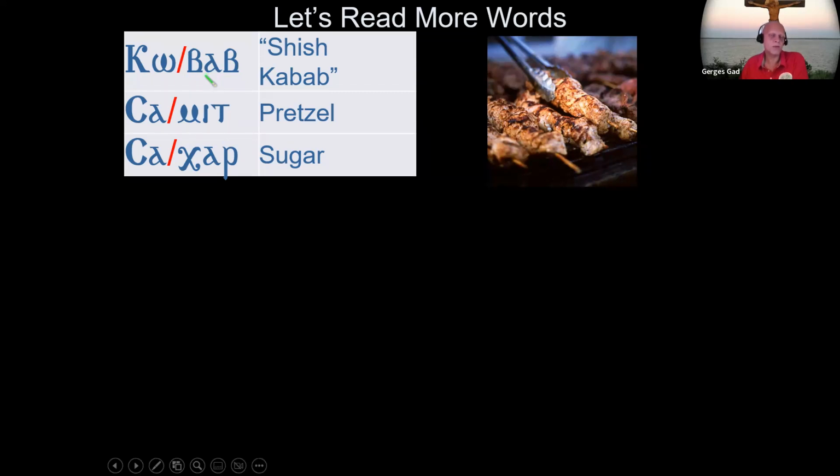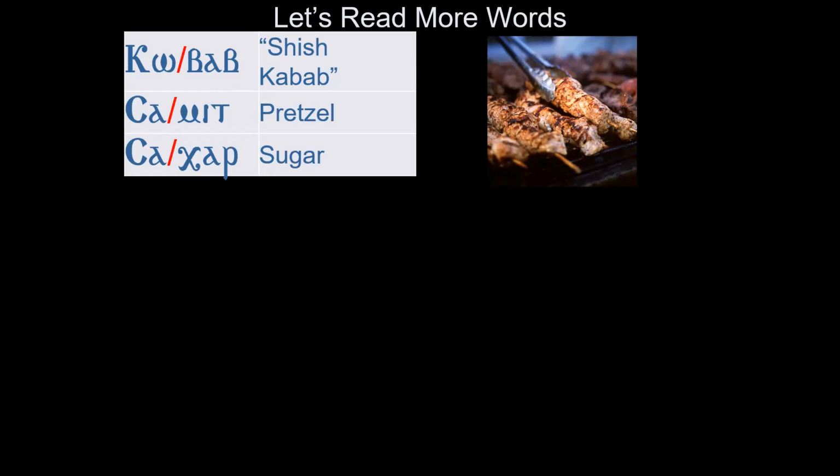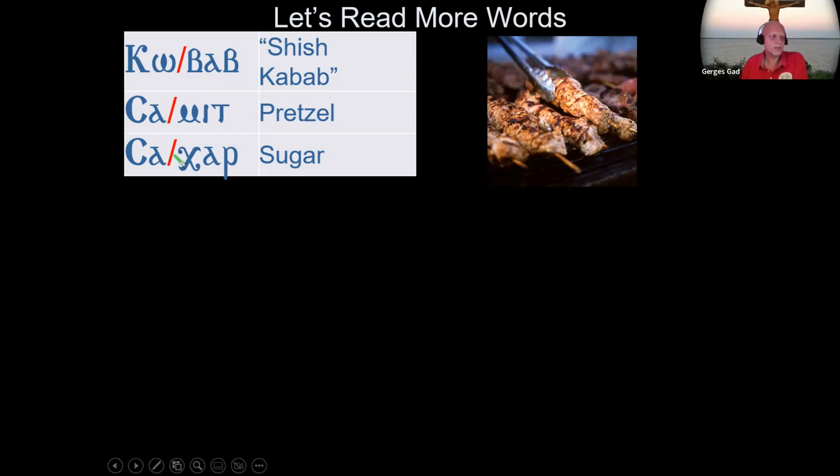But a lot of these words, when they were absorbed into the Arabic language, the pronunciation changed a little bit. So instead of saying kovab, it became kebab. Okay, good, thank you. Dina, next one.